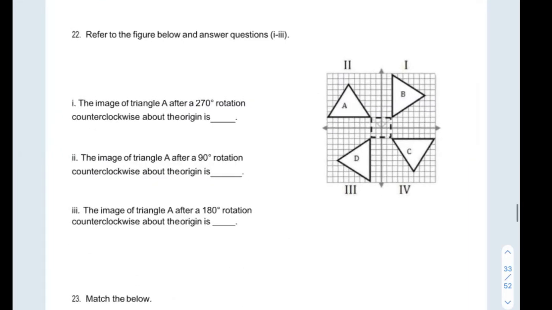Refer to the figure below and answer the questions. The image of triangle A, so this is triangle A originally, after 270 degrees rotation counterclockwise about the origin. Where will this be? If 360, it will go back here, right? And now we want what? 270. So this is 90 will be this quadrant, and then 180, and then here 270. So it will go to triangle B.